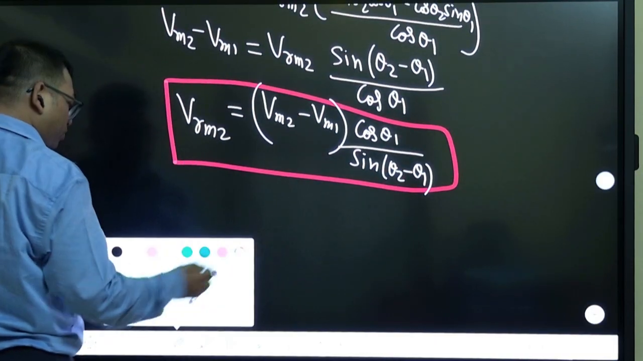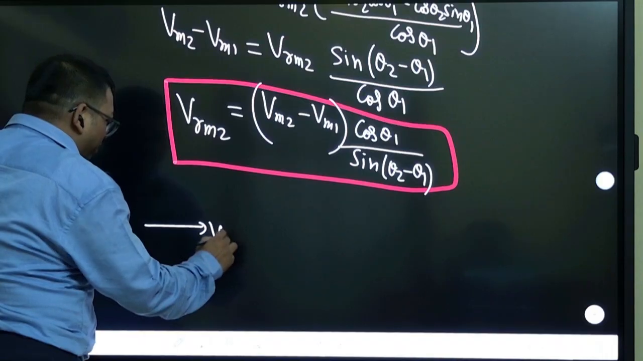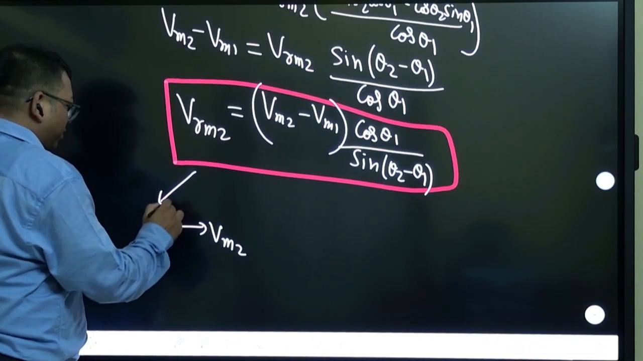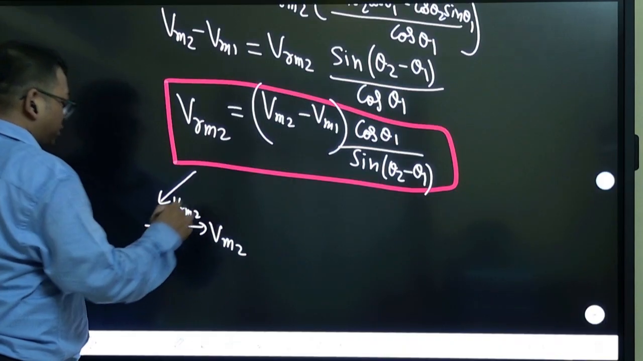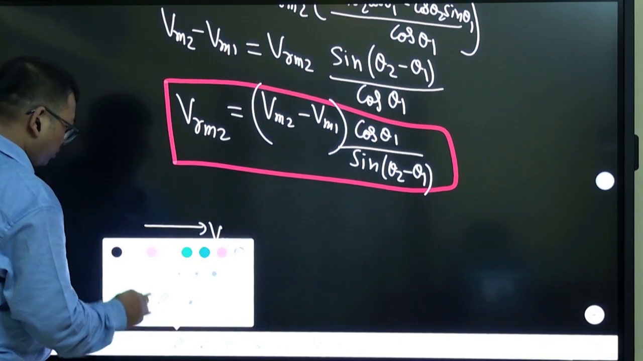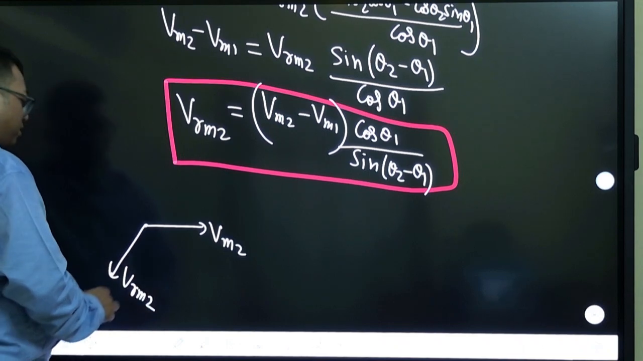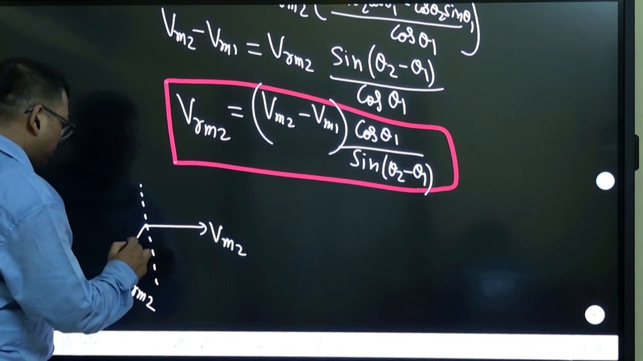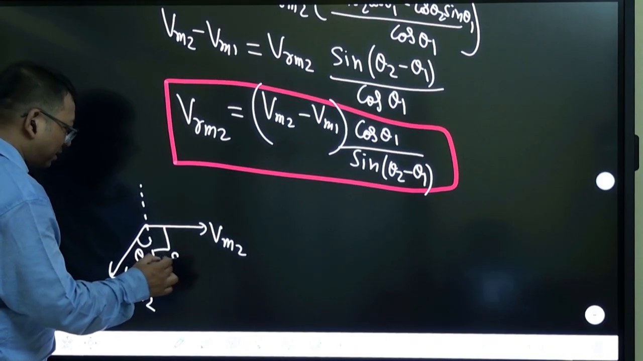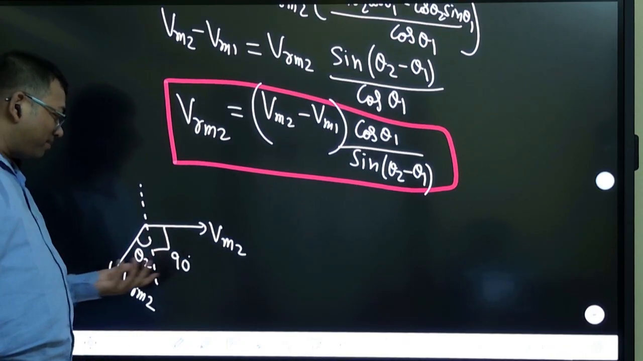Once you calculate this, you go to the second diagram. In the second diagram, if you remember, this was the velocity of the man, right? And the relative velocity of rain, Vrm2, was this. I will draw it here, that will be better. Vrm2 was here, and this was making an angle theta 2 with the vertical. So this angle is 90 degrees, correct? What is the total angle between them?